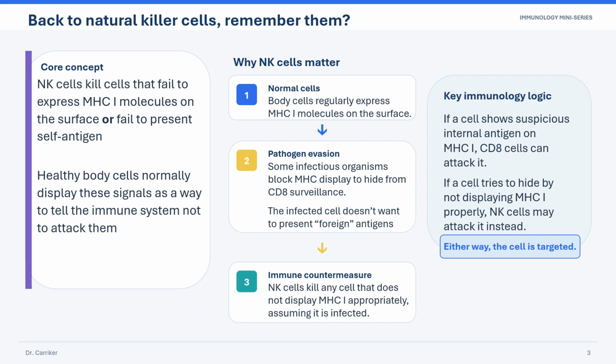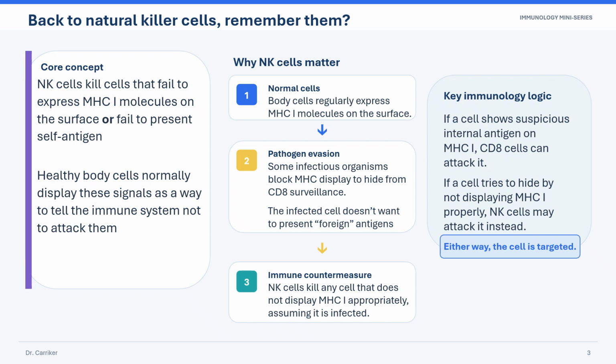If a cell shows suspicious internal antigen on MHC1, well, it says, hey, something foreign's inside of me. CD8 cells can attack it. However, if a cell tries to hide by not displaying MHC1 properly, in other words, the infected cell, that internal virus says, don't hold up our sign. Well, these natural killer cells can attack it instead. Either way, the immune system has a way to respond.